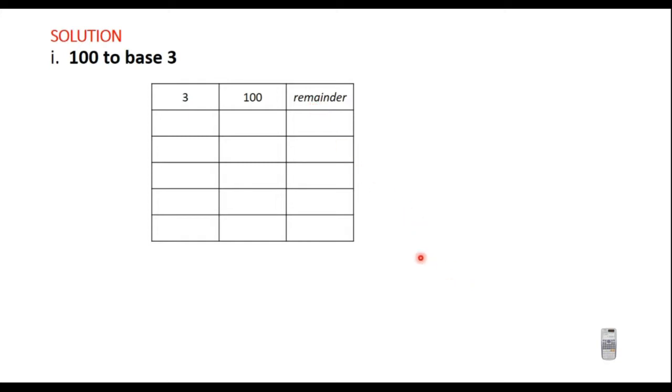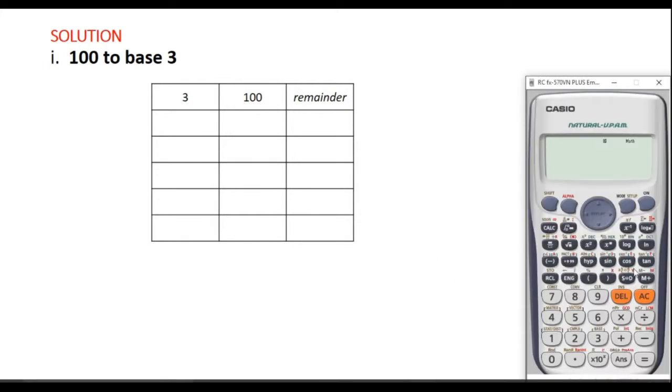Now this is what we are going to do. The first step you have to do is to divide the number by the base. That is the first thing you do. So you divide 100 by 3. You press on your calculator: 100 divided by 3. You can see from here that you are getting 33.3333, which means that if you divide 100 by 3, you are going to have 33 as your whole number. Then there will be a remainder. That is why you have the decimal point here.